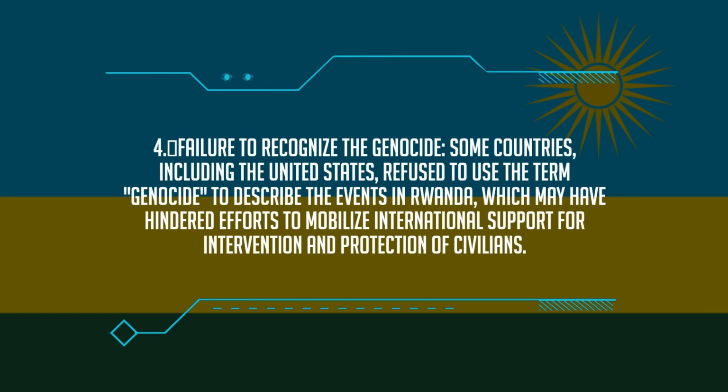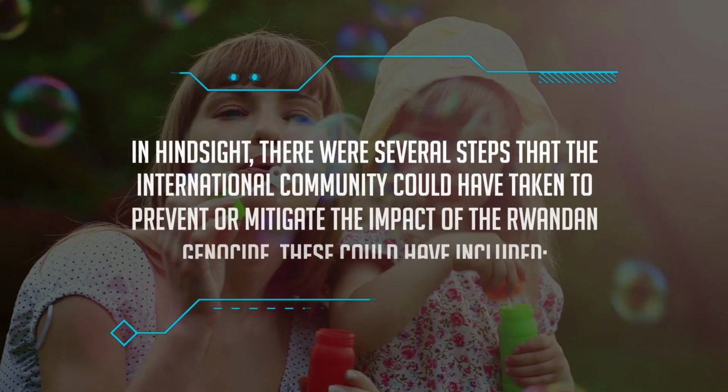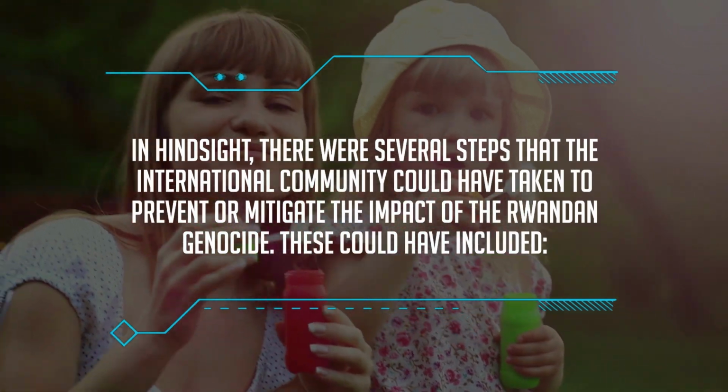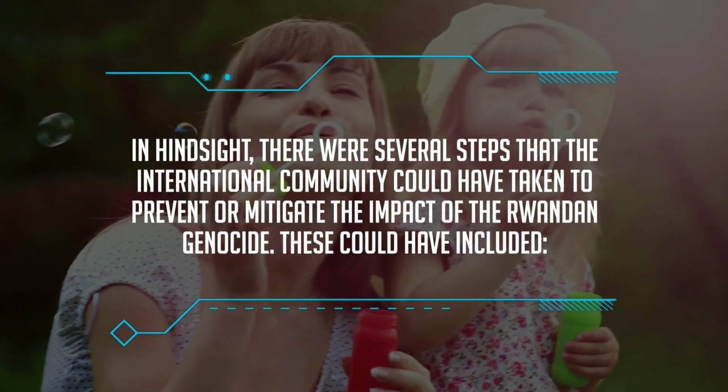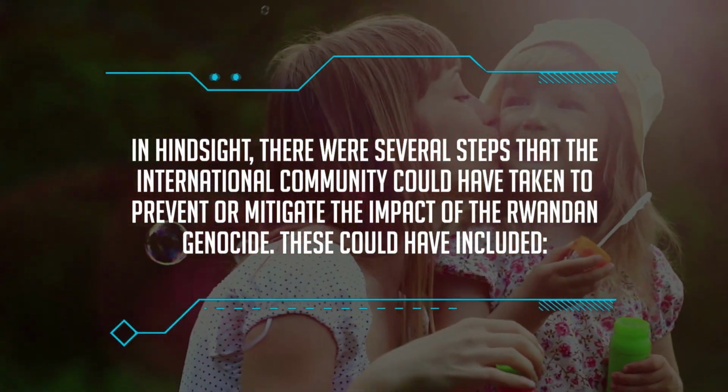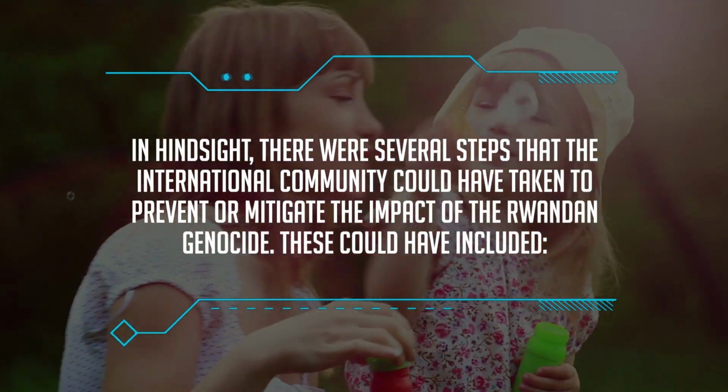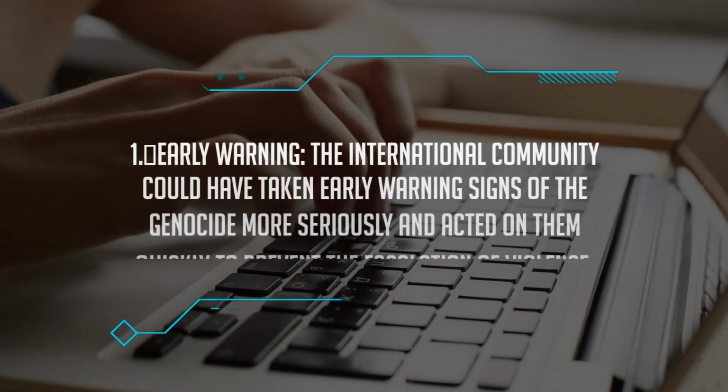Some countries, including the United States, refused to use the term genocide to describe the events in Rwanda, which may have hindered efforts to mobilize international support for intervention and protection of civilians. In hindsight, there were several steps that the international community could have taken to prevent or mitigate the impact of the Rwandan genocide. These could have included: 1.